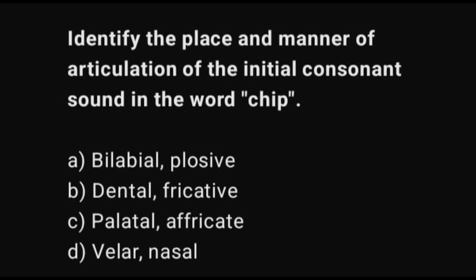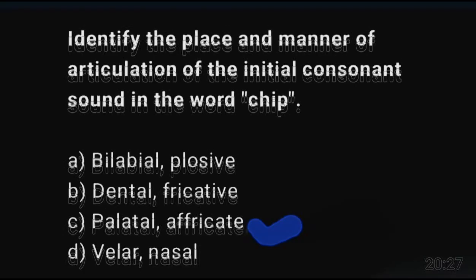1. Identify the place and manner of articulation of the initial consonant sound in the word cheap. Remember, when we're talking about initial consonant sounds, we're talking about consonant sounds at the beginning of the word, and that is consonant ch. So what is the place and manner of articulation of consonant ch? Is it a bilabial plosive? Is it a dental fricative? Is it a palatal affricate? Is it a velar nasal?